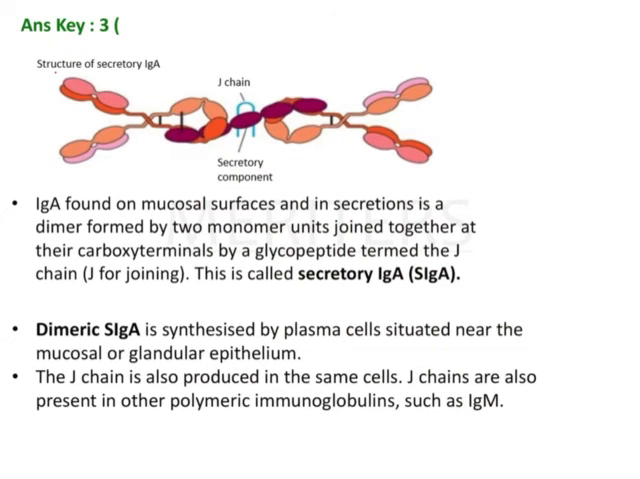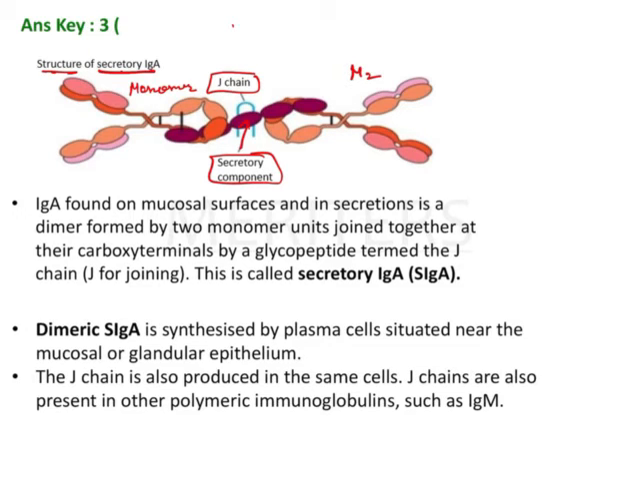Now if we see the picture here, the structure of the secretory immunoglobulin A is given. You will be able to appreciate this is one monomer and this is monomer 2, and both are joined by a small glycopeptide chain that is termed the J chain. And this particular immunoglobulin, which also has a secretory component, this one is the secretory component, so it is known as the secretory immunoglobulin A.